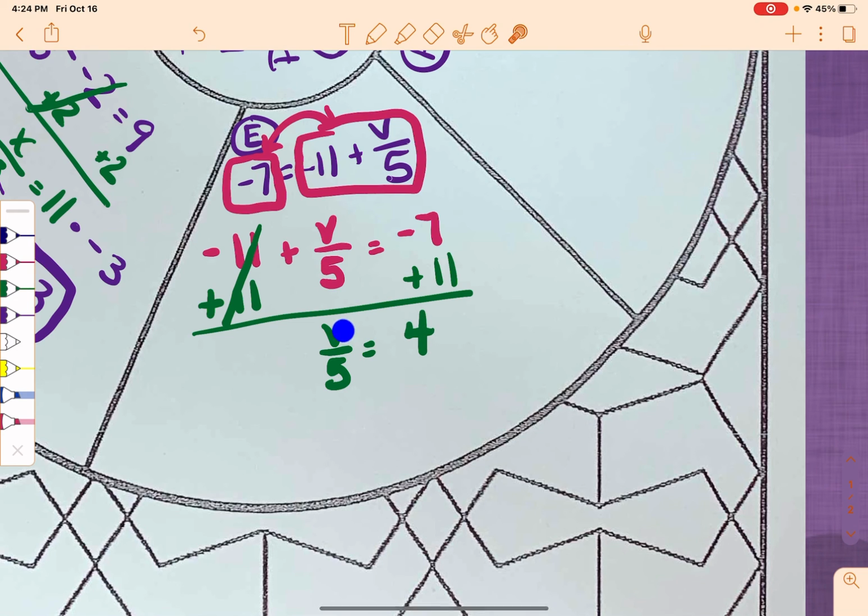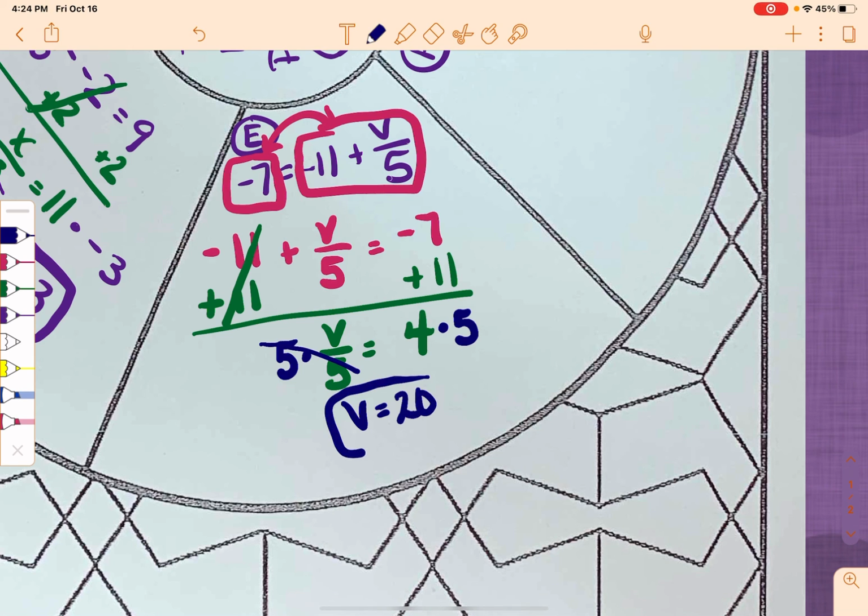Now, in order to get v alone, I've got to get rid of this. So the opposite of dividing by 5 is multiplying by 5. So those cancel. I'm left with v. 4 times 5 is going to be 20. Okay, again, as I've said over and over, you need to keep going over these to make sure that you really understand the process and know what you need to be doing. Okay, we'll practice some more in class.